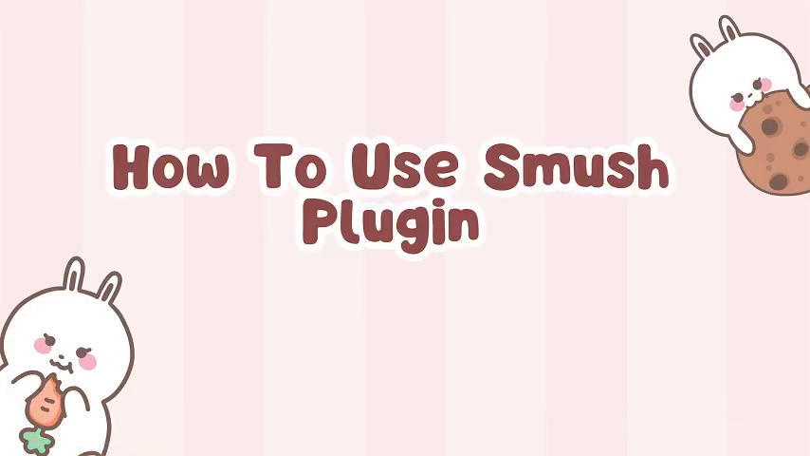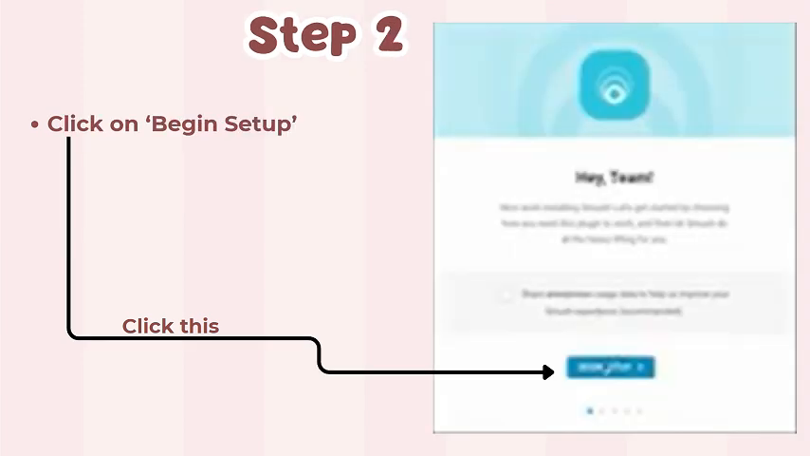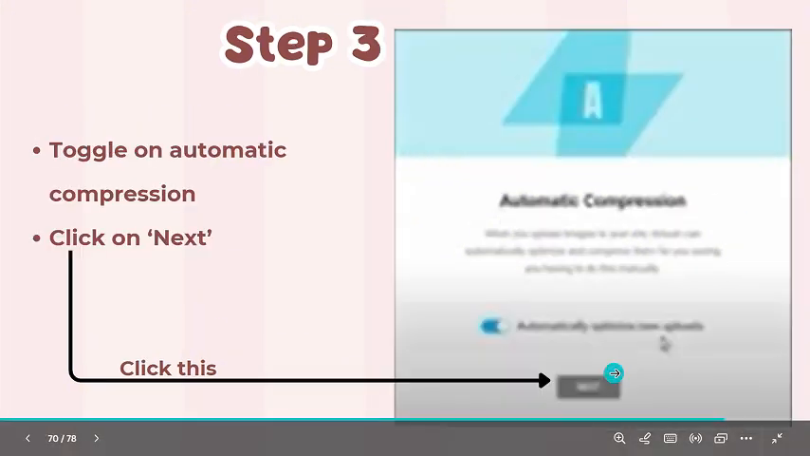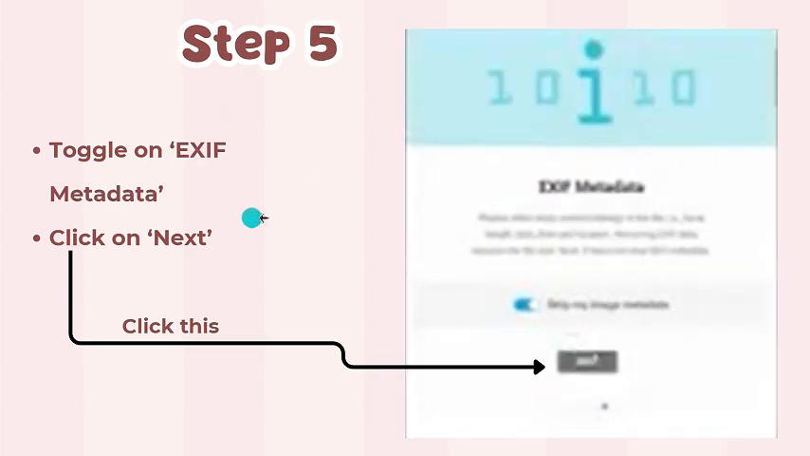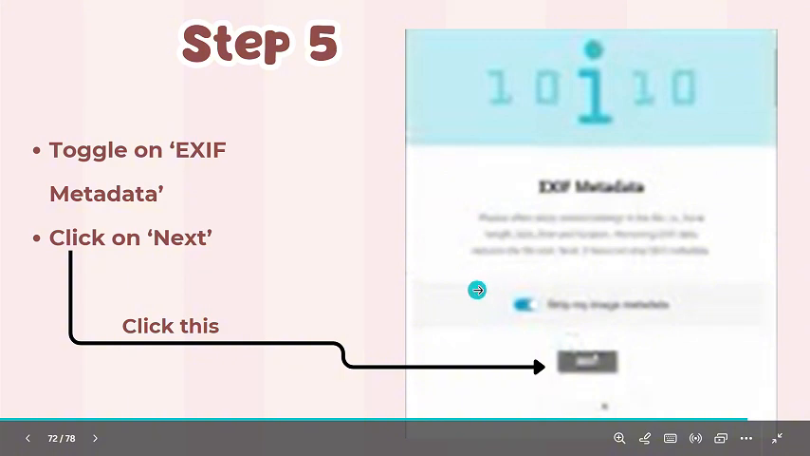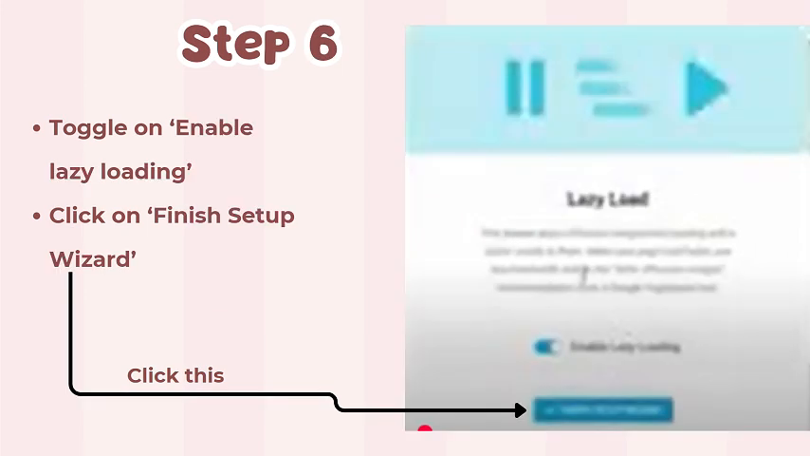Next thing is how to use Smush plugin. So first you go to dashboard, you click on Smush, then you click on begin setup. That is when this thing pops up, you click on begin setup. Then you toggle on automatic compression, you click on the next, toggle on super Smush so that everything will smush. Then you click on next, toggle on exif metadata. This is just to remove extra data on the image. Then click on next, toggle on enable lazy loading, click on finish setup wizard.